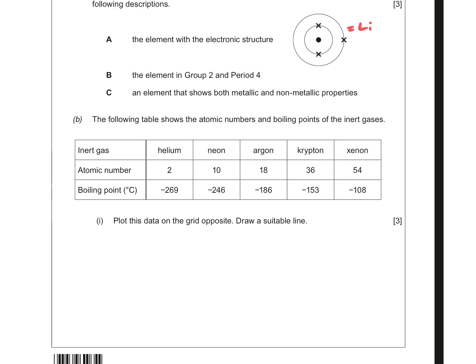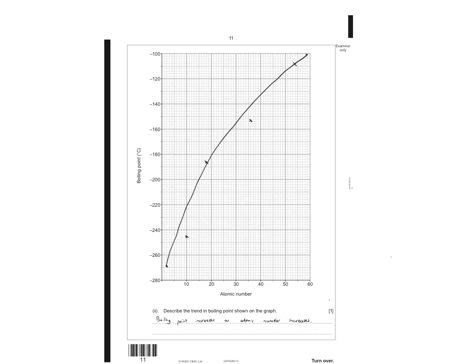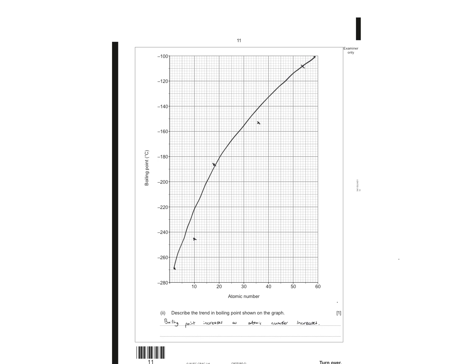Now, the following table shows the atomic numbers and boiling points of the inert gases. You've got them there. They're asking you to plot the data on there and draw a suitable line. This would be something that you'd perhaps go and check your points with your teacher just to make sure you've got them in the correct spot. But remember, just key points here. The line of best fit's got to be a curve that is one smooth curve. It doesn't have to be perfect. There can be wobbles, remember, guys, but we don't want any shading.